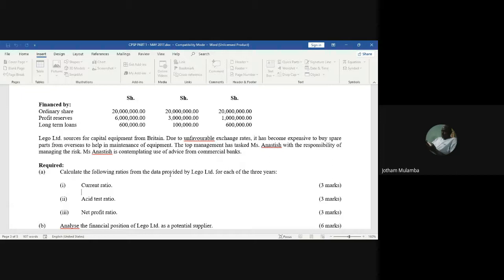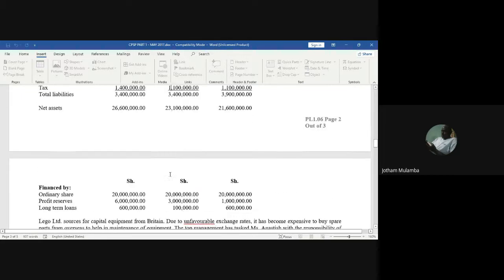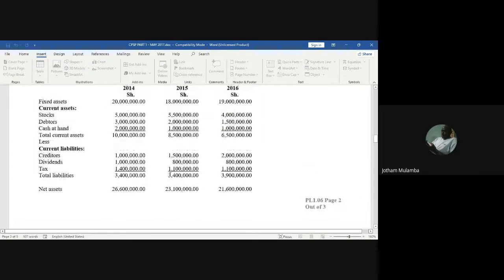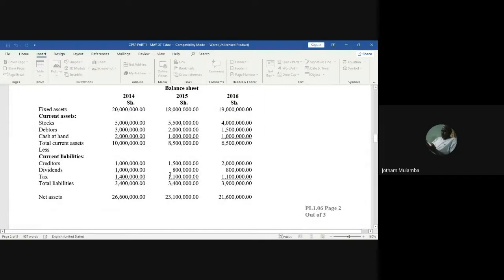So for the first year, that's 2014, our current ratio is 2.4, and that means that our current assets are 2.4 times our current liabilities. So let's do for 2015. For 2015, have you seen the total current assets divided by total current liabilities?